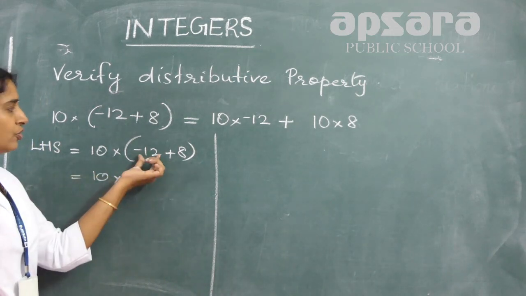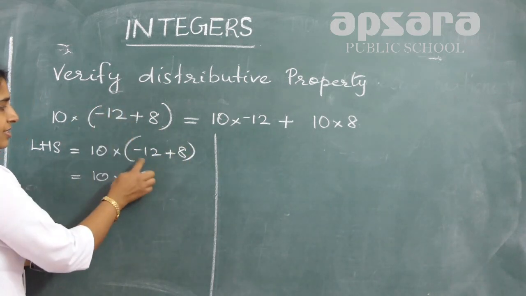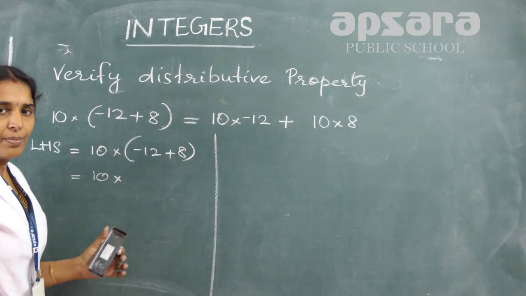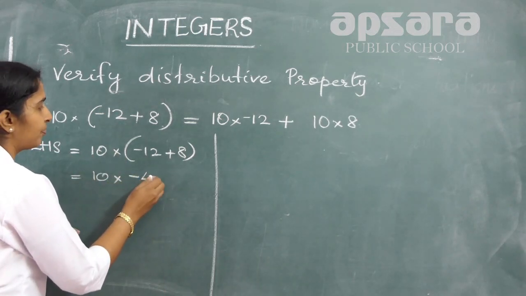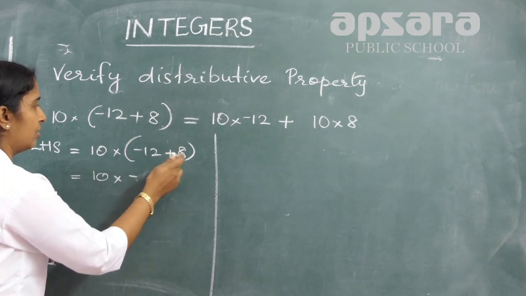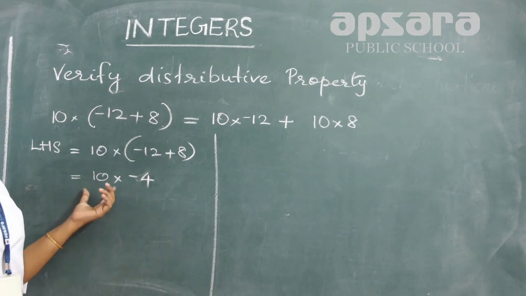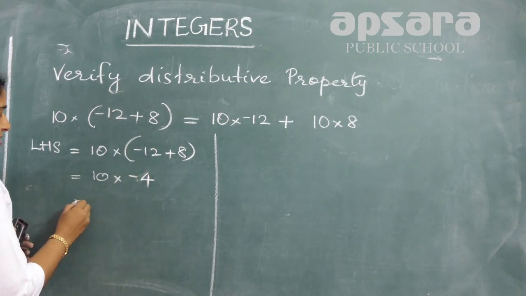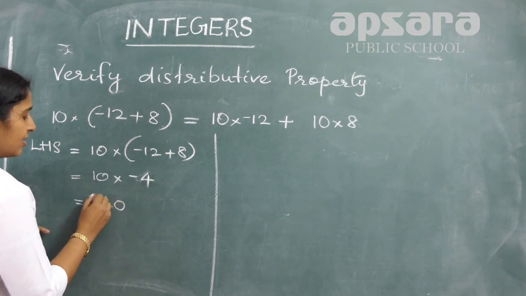10 into 12 minus 8 is 4. And what is the sign of the biggest number? 12. It is negative. So, minus 4 is the answer. 10 into minus 4. And what is the last answer? 10 into minus 4 is minus 40.